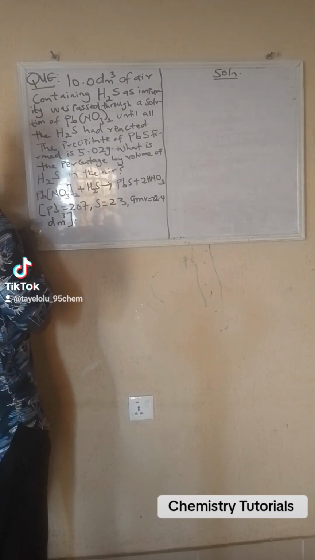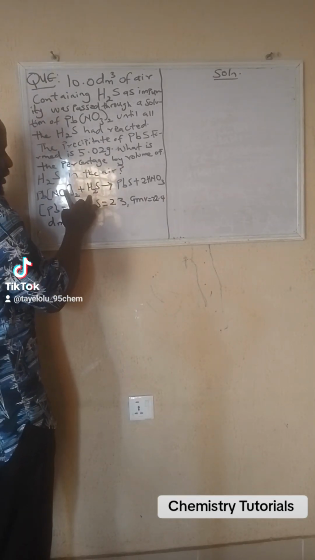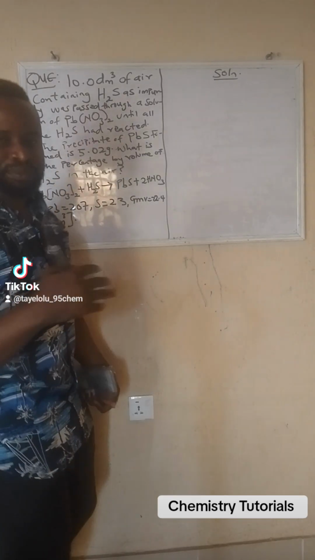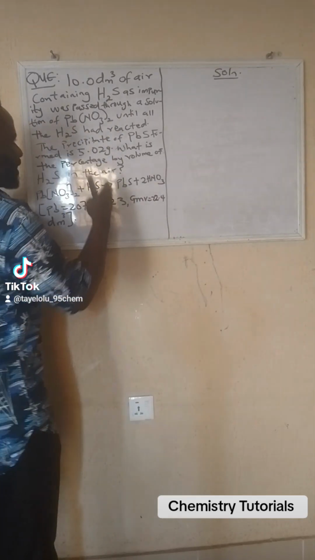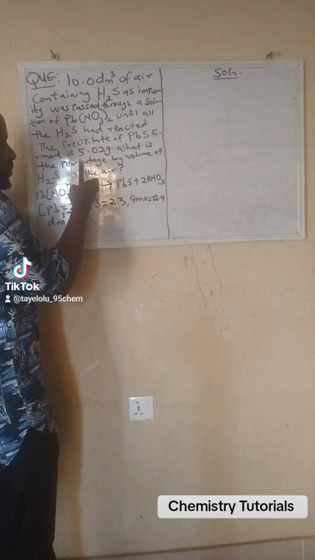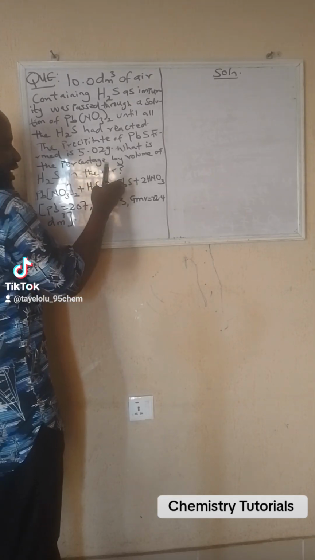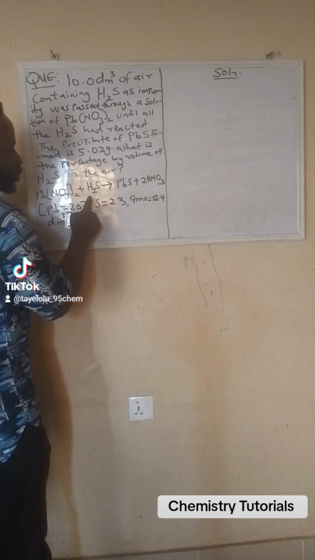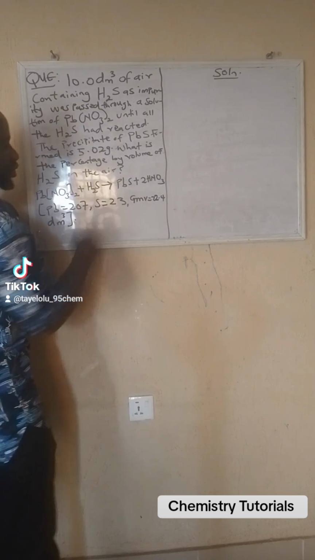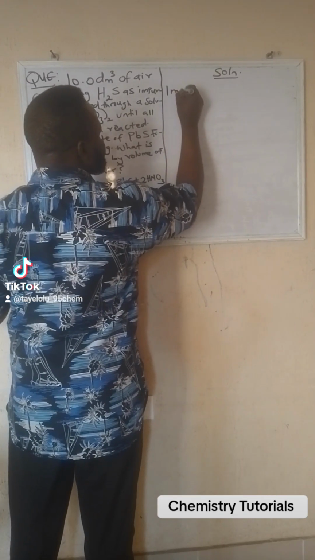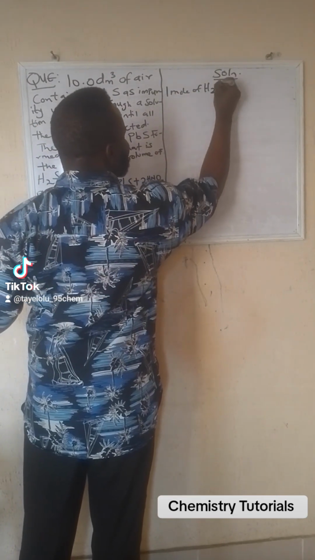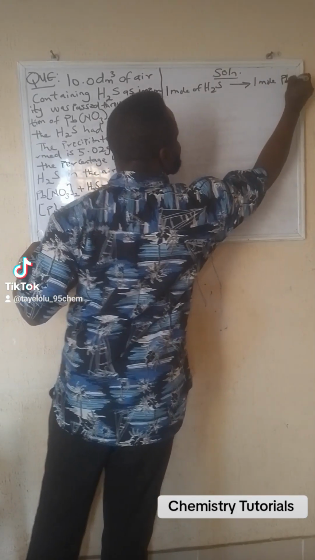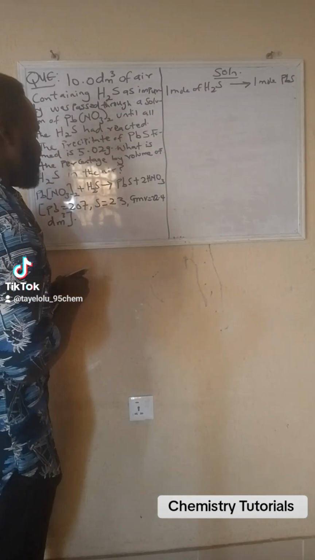From the reaction, we are going to focus on H2S and lead(II) sulfide. If you read the question very well and interpret it correctly, follow me carefully, we will observe that our values are streamlining us down to hydrogen sulfide and lead(II) sulfide. So we are going to pick their stoichiometry from this reaction. How many moles of H2S produce how many moles of lead(II) sulfide? We now see that 1 mole of hydrogen sulfide produced 1 mole of lead(II) sulfide. Still follow me carefully.